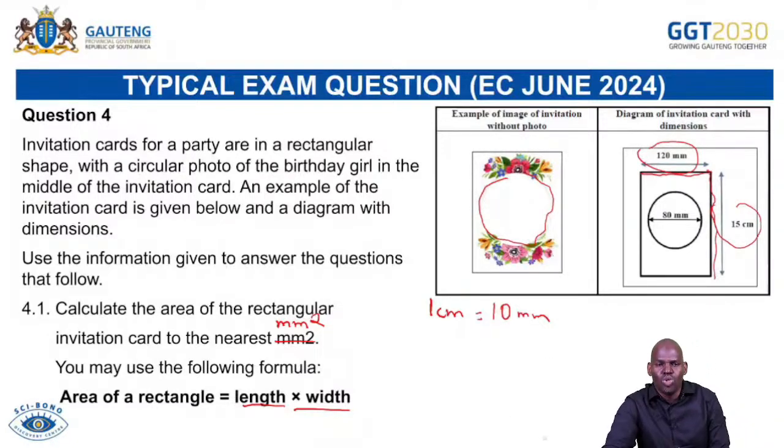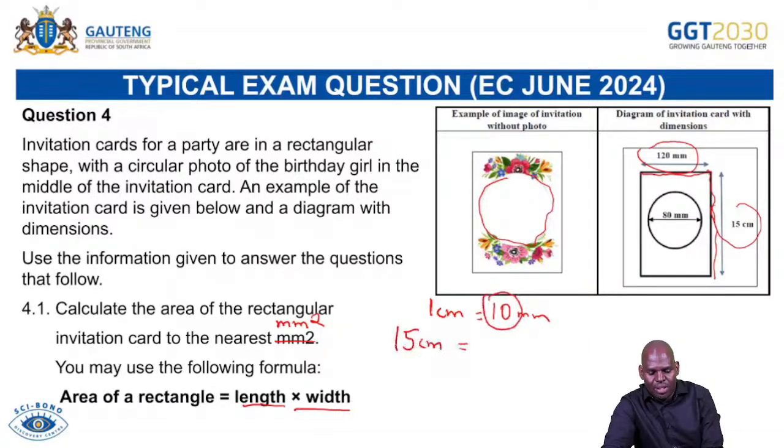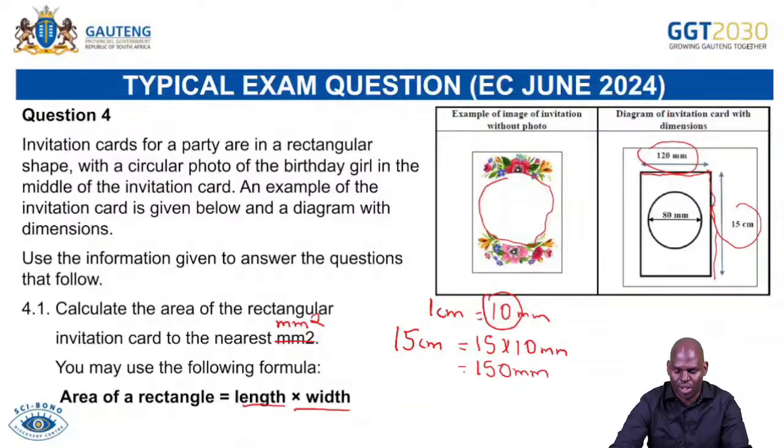So how do we convert from centimeters to millimeters? Obviously, we're going to multiply by 10. So the 15 centimeters is the same as 15 multiplied by 10, and then it becomes millimeters. So 15 multiplied by 10 is 150. That is where I had to start. Now both the length and the width are in millimeters.